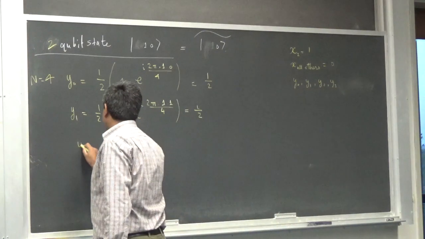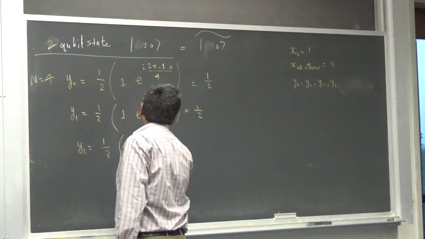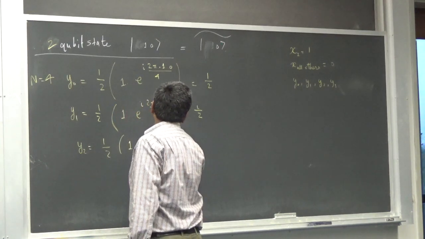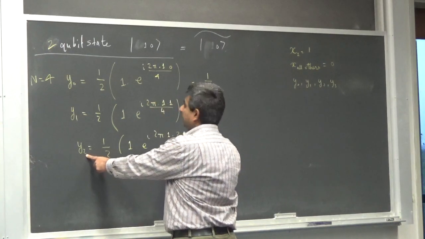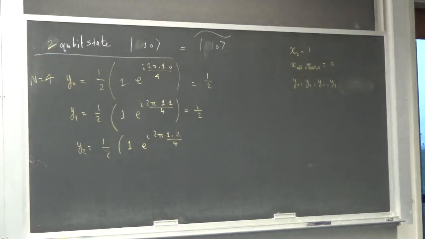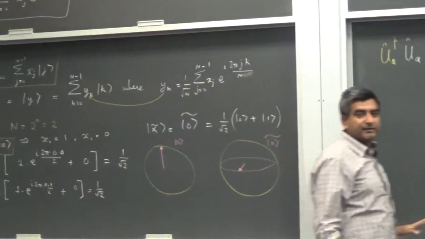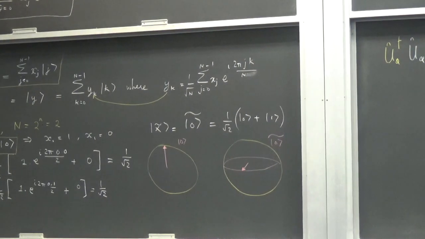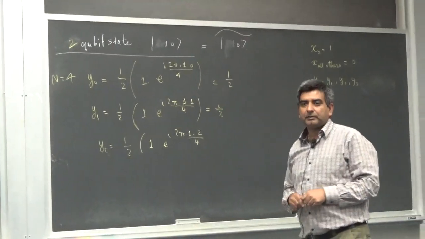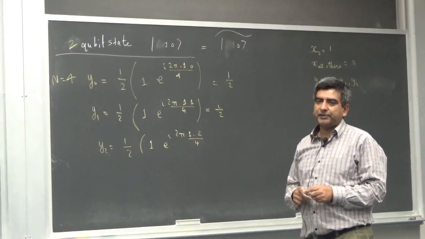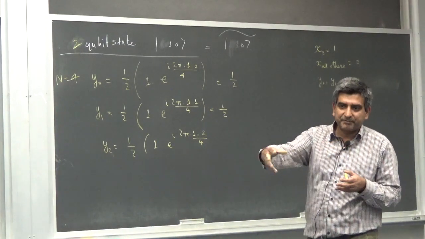My y2 is 1/2 e^(i2π), my j is 1. Now my k is 2 over 4. I'm just using this formula, by the way, nothing fancy here. That's it. Just plugging it in. So I'm finding out the quantum Fourier transform through the discrete Fourier transform of the probability amplitudes.